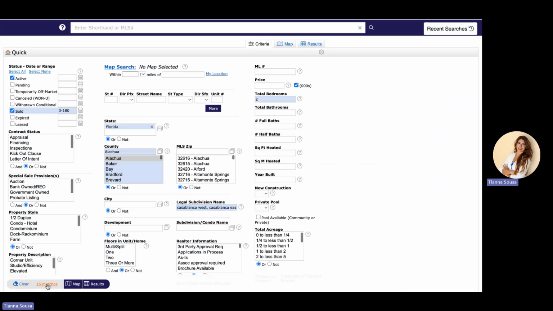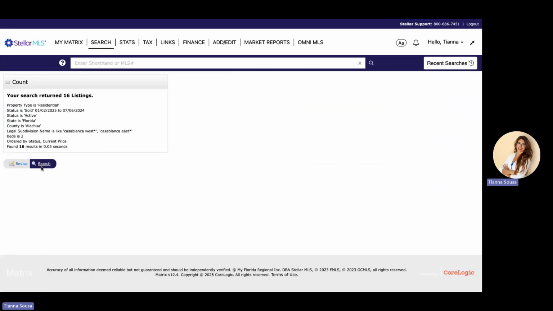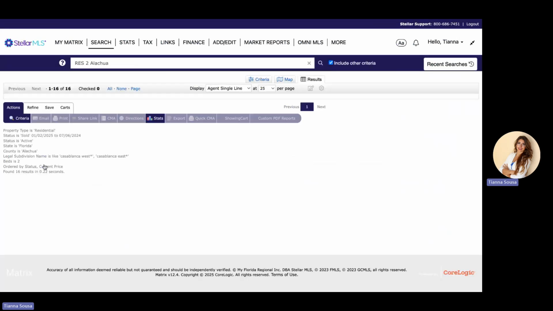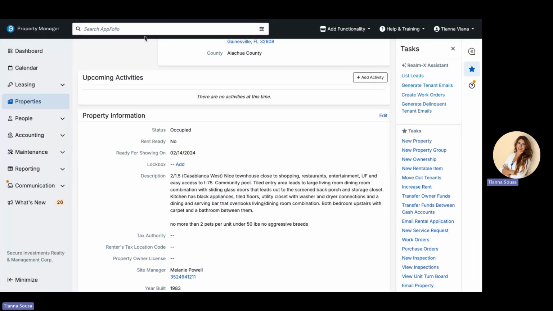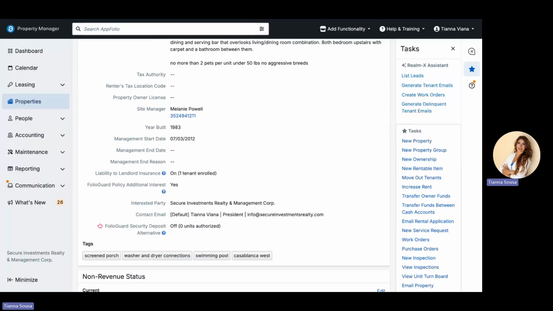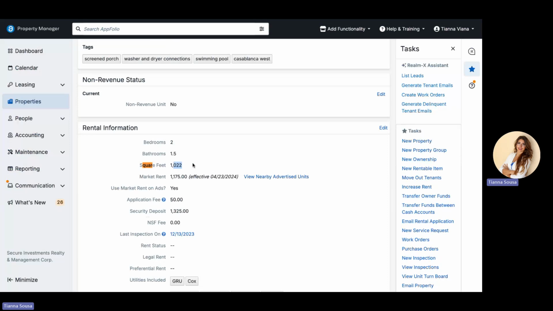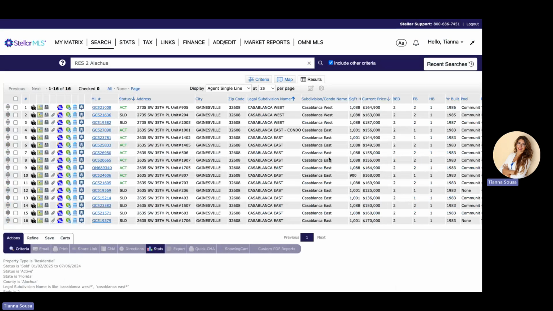So what I'll do is click on matches down here on the bottom left, and click on search. And we got a good amount here. I'm going to sort by subdivision name because first I want to look at these Casablanca West ones. There's one actively listed that's a two-bedroom with 1088 square feet. This square footage you can check on tax parcel to make sure it's correct. But 1088, I would say if you can get a property that's within like 100 to 200 square feet of your subject property, that's pretty good.